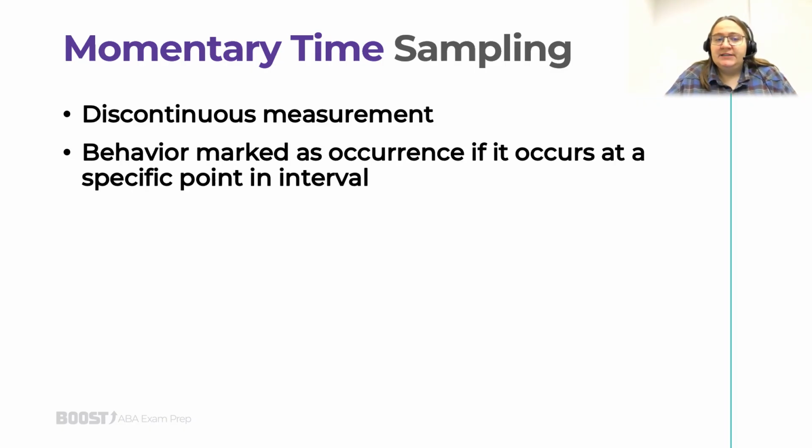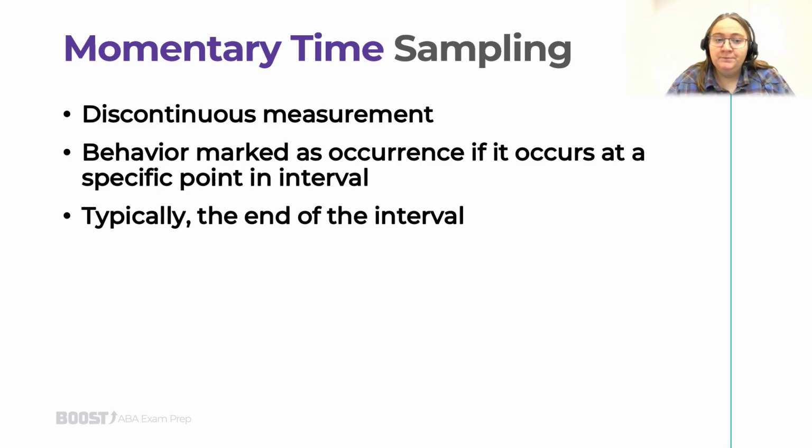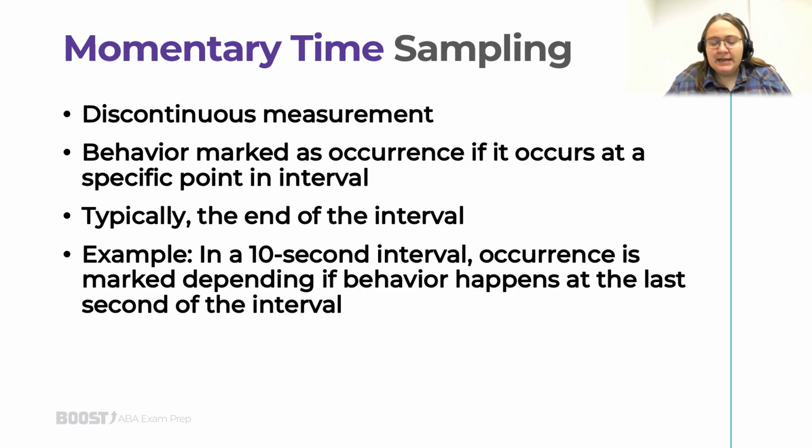With momentary time sampling, behavior is marked as occurred if it was present at a specific point in the interval. Typically, this is at the very end of the interval. I have seen it where it's been at the very beginning, but more often than not, it's at the very end of the interval. In layman's terms, during each interval, you wait, we'll just say maybe 10 seconds, and at the last second, you look up, and if the behavior is occurring, you mark it as a yes. If it's not, mark it as a no.